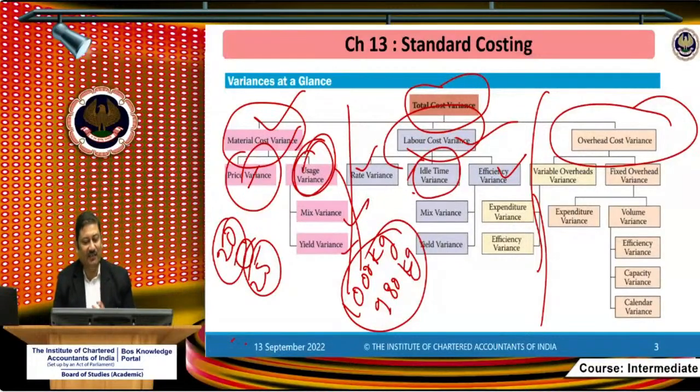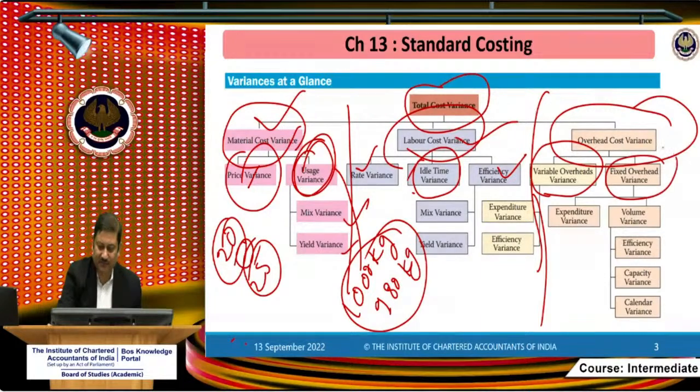Efficiency variance again will be divided into two, like it was done in material cost variance, that is mix variance and yield variance. Here the names will be the same. And then further, overhead cost variance. Overhead cost variance is further divided into two parts. One is variable overhead variance, and another is fixed overhead variance. Variable overhead variance further can be divided into expenditure and efficiency, and fixed overhead variance can be based on different things like volume, efficiency, capacity, and calendar.